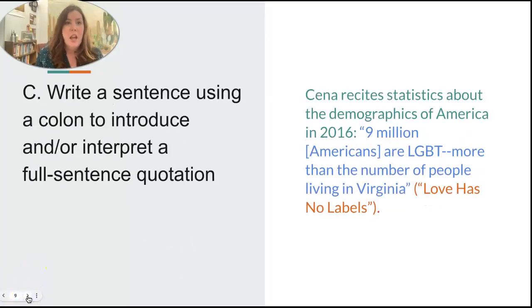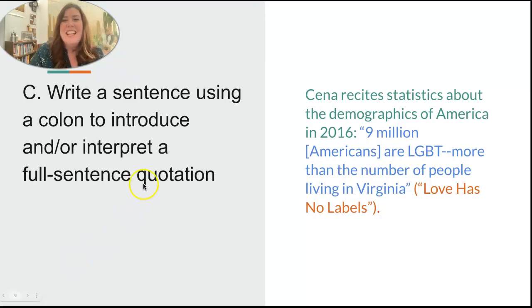Okay, let's look at C. Write a sentence using a colon to introduce or interpret a full sentence quotation. Okay, here's the thing about colons. Colons are the equal sign of the English language. So if you're one of the students out there who are pretty mathy, you know that things on either side of an equal sign need to balance, right? They need to be equal. Here, anything at least on the front side of a colon has to be a complete sentence. It has to be an independent clause, so it could stand alone. Subject, predicate can stand alone.